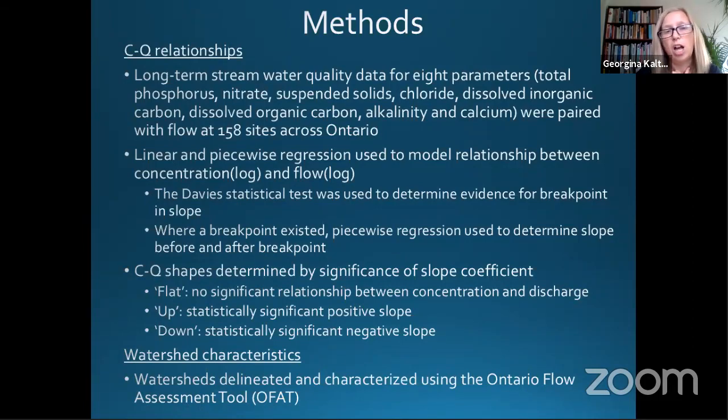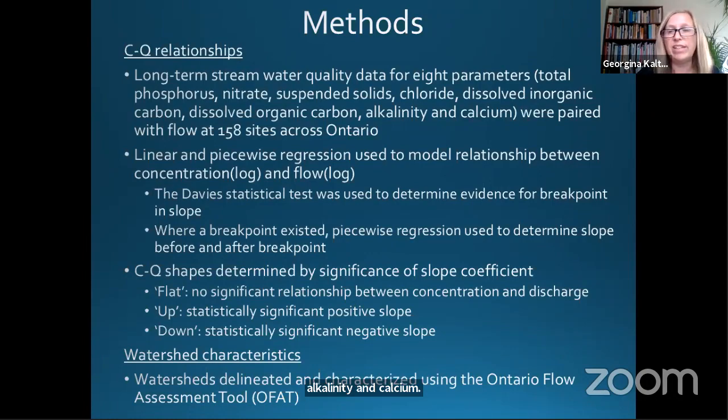As I mentioned, long-term stream water quality data was paired with flow for 8 different parameters: total phosphorus, nitrate, suspended solids, chloride, dissolved inorganic carbon, dissolved organic carbon, alkalinity, and calcium. And linear and piecewise regression were used to model the relationship between concentration and flow.